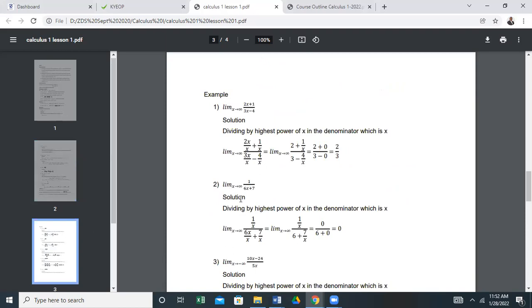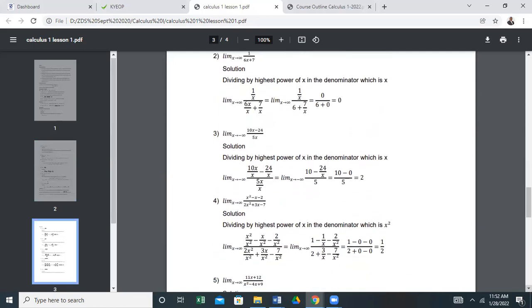Look at the second one. 1 over 6x plus 7. Again, I'll introduce my x by dividing by the highest power of x in the denominator. So 1 over x, which will give me 0. And then I have 6x over x, that will give me 6, plus 7 over x, which will again tend to 0. So my answer will be 0. 0 divided by any number is 0.